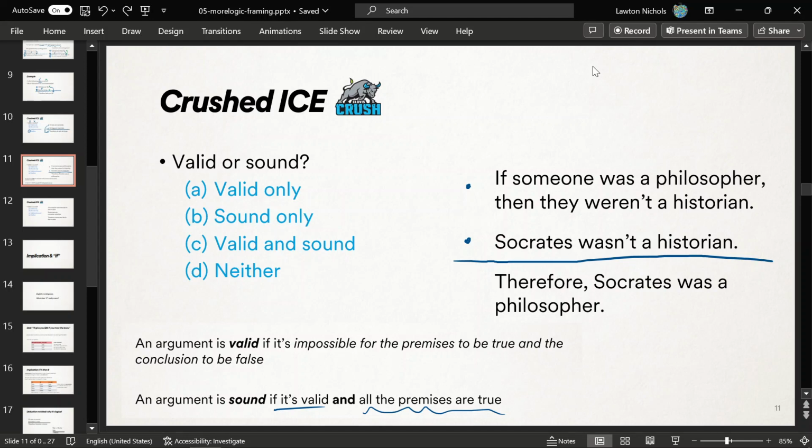All right. What do you think? Think it would be valid, or sound, if someone was a philosopher, then they weren't a historian, or Socrates wasn't a historian. What do you think?